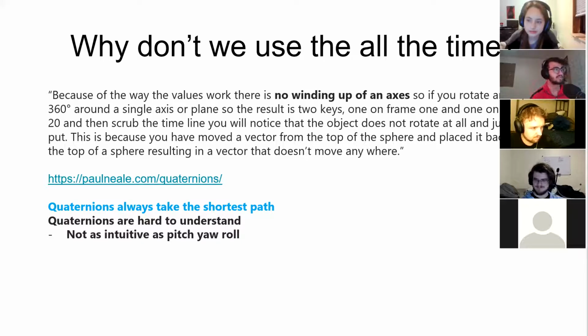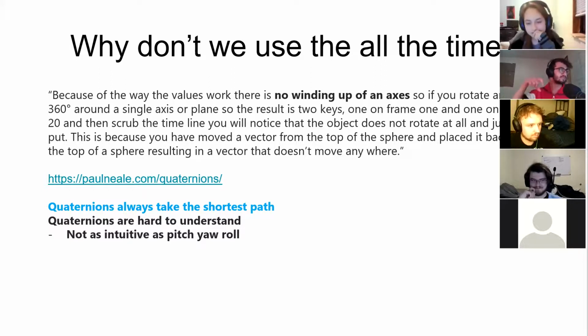Yeah, and this kind of brings me to the next point: why don't we use quaternions all the time? I'm talking about them like there's some great mathematical genius thing, but in fact, there are some limitations to them. The primary one is that there's no winding up of the axis and they always take the shortest path, which may not be a good thing for animation. And this guy, Paul Neely, summarized it pretty well, I thought, so I just posted his quote there.